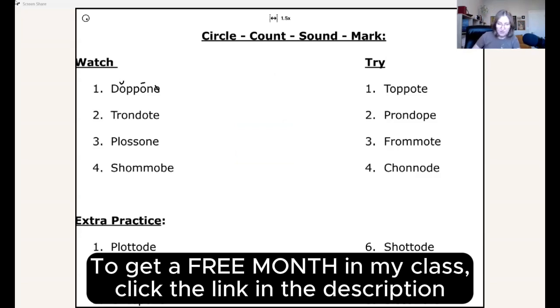So if we have D, A, P, O, N, blending those sounds together, we have dapone. Dapone, right? What would that word have said with only one P? Now that O can no longer say its short sound if there's only one P. It would have to say O, and that would be dopone. Dopone, right? Try your word on your own without me.